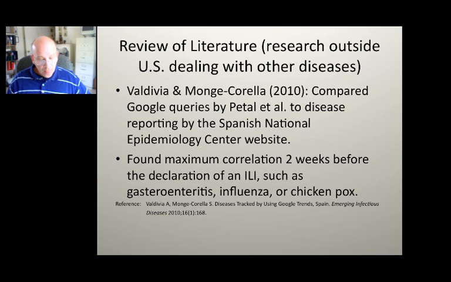In Spain, researchers compared the Google queries used by Palat et al. to disease reporting by the National Spanish Epidemiological Center website and found maximum correlation 2 weeks before the declaration of an ILI, such as gastroenteritis, influenza, or chickenpox. These studies further point to the potential of Google Trends to predict influenza outbreaks in non-English speaking countries.